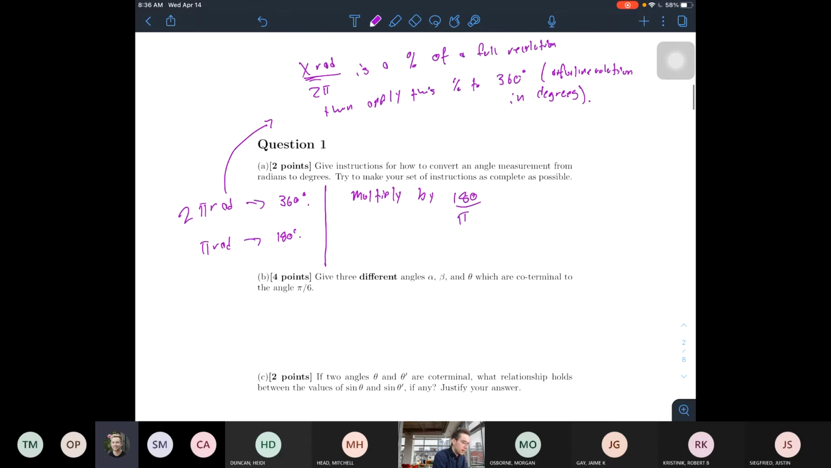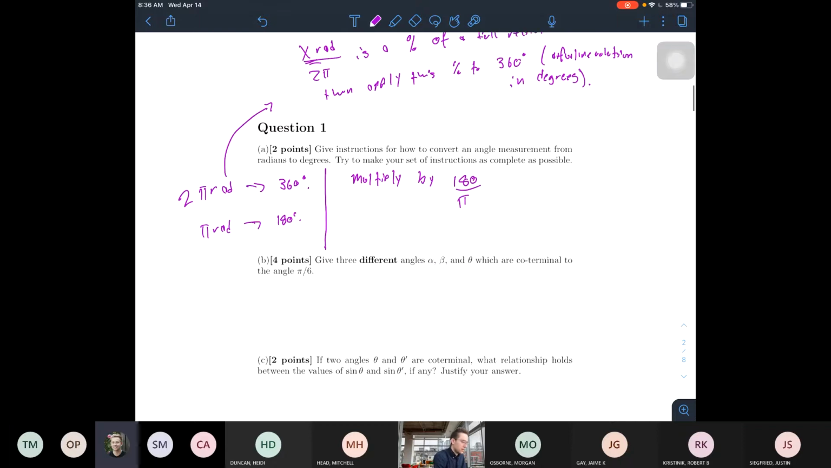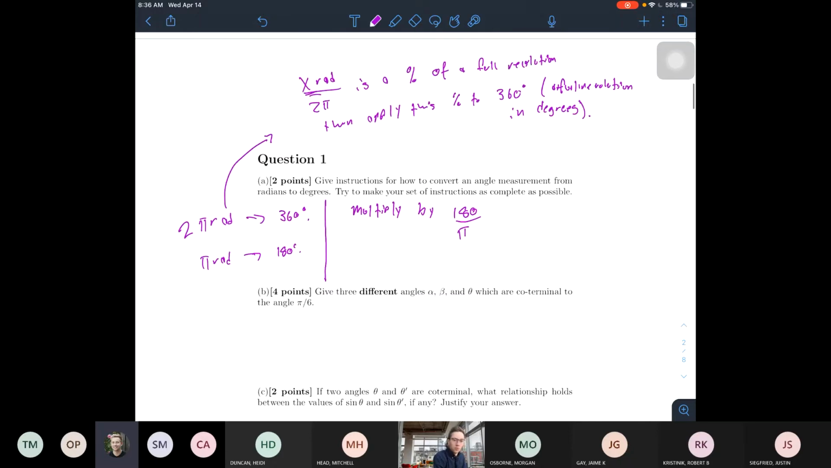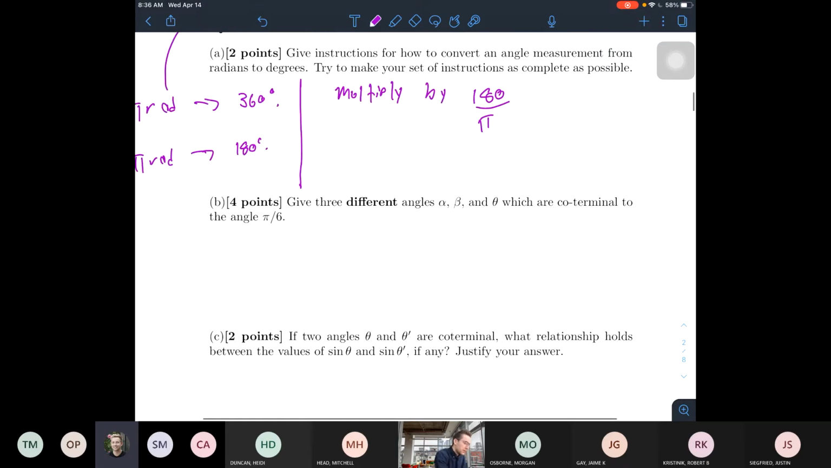And then we're asked next to give 3 different angles, alpha, beta, and theta, which are coterminal to the angle pi over 6. This next problem requires us to know the definition of angles being coterminal. We said that theta and theta prime are coterminal if theta prime equals theta plus 2 pi n, where n is an integer.